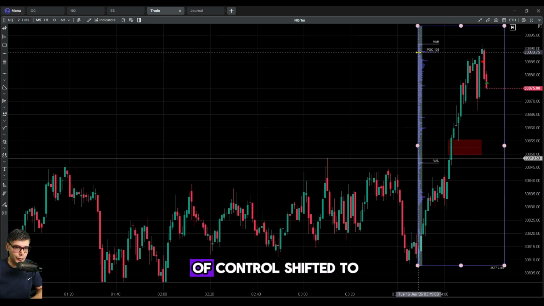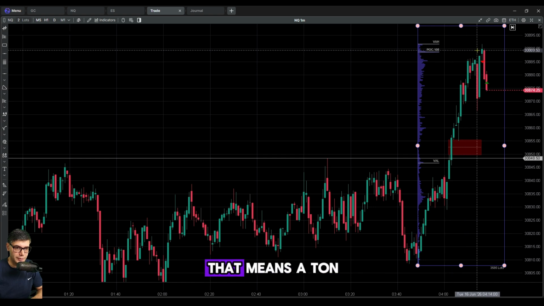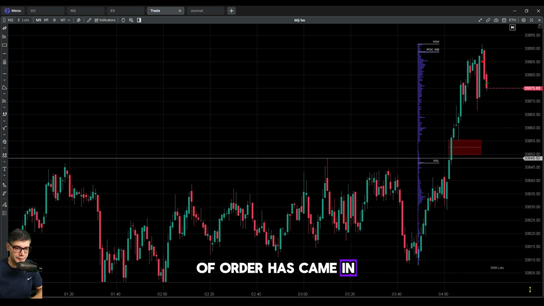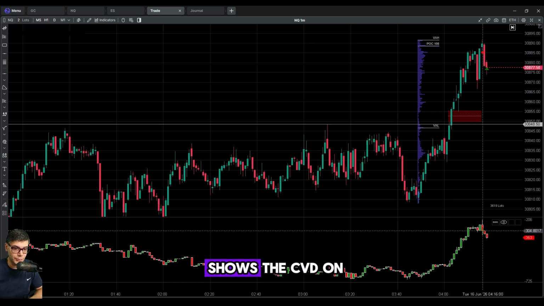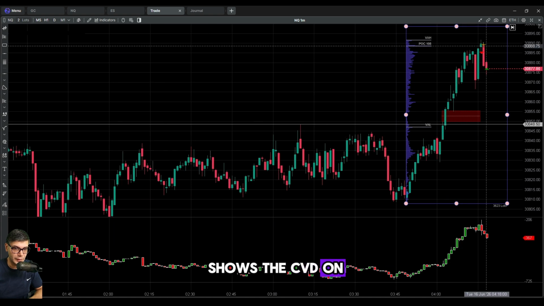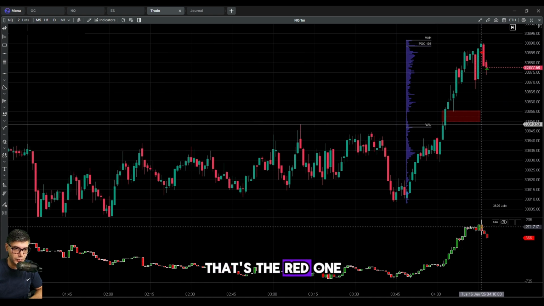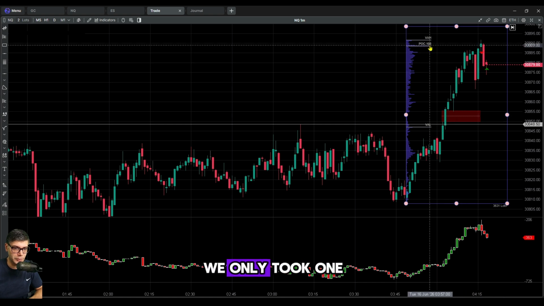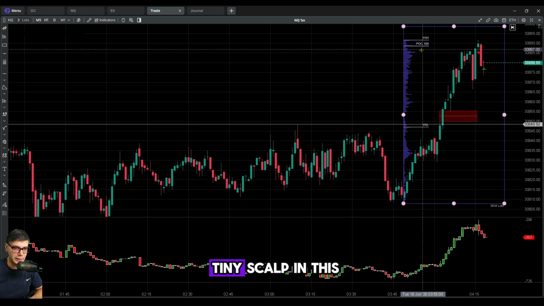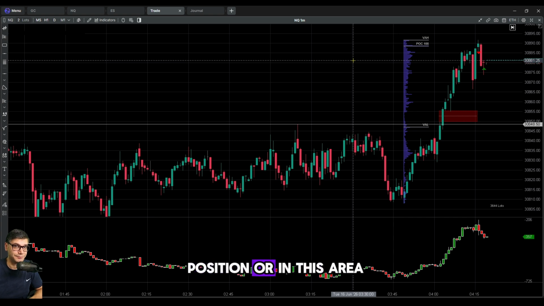We have the point of control shifted to the highs. That means a ton of orders have come in. I can also add the cumulative volume delta. The sell order also shows in the CVD on this green candle. That's the red one. The amount of sell has emerged. We only took one tiny scalp in this position or in this area.